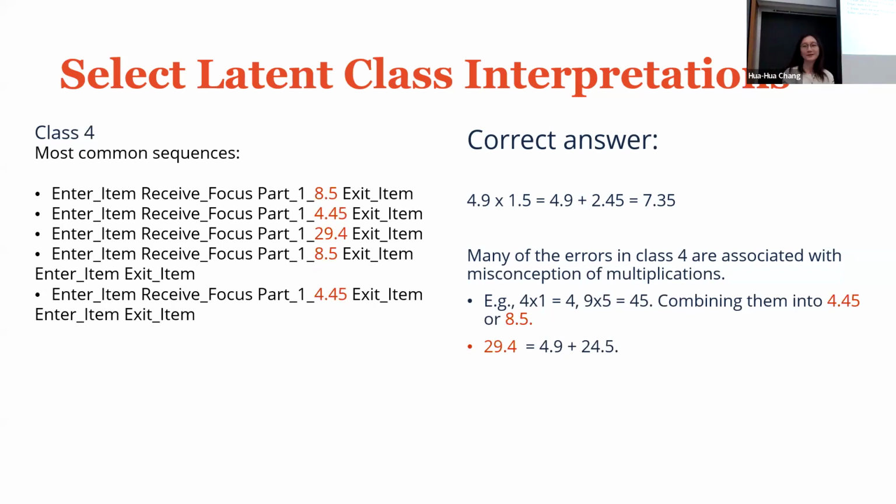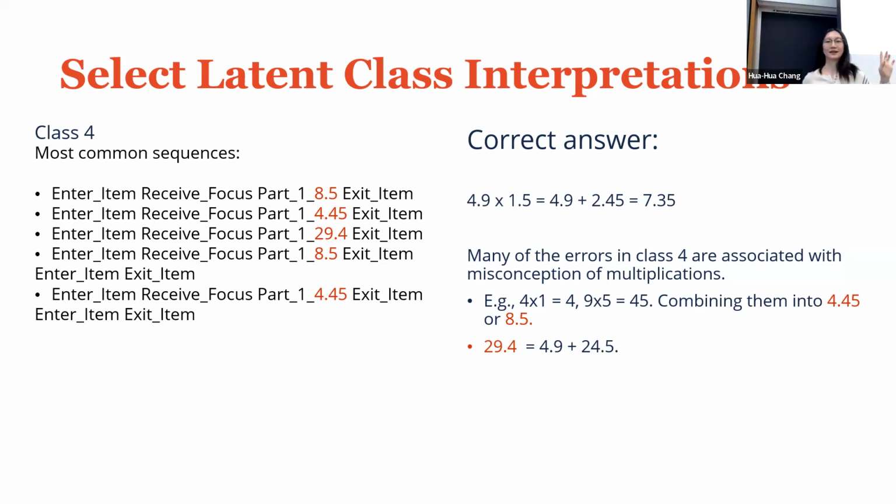Another one is class 4, which is actually my favorite cluster or latent class. A lot of the students in this cluster had mistakes of 8.5 or 4.45, and a small proportion is 29.54. You can see that later on, there are some with revisits, but all of them feature these incorrect responses. It took me a while to figure out how they arrive at this answer.